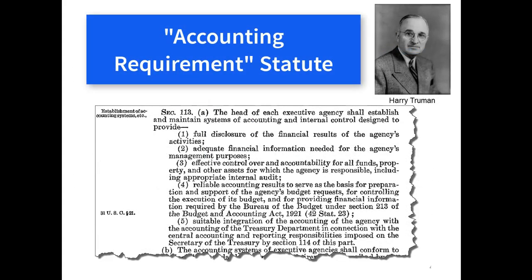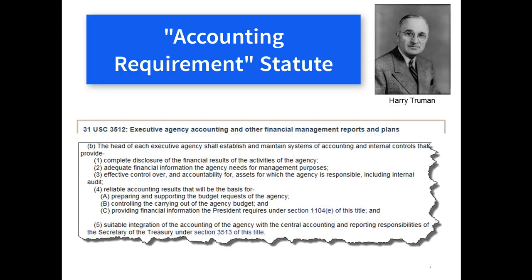The third statute we need to look at is the Accounting Requirement Statute. This statute was passed in 1950 to ensure federal agencies had accounting systems in place that would provide proper control over spending and could integrate with the banking system, the U.S. Treasury. The 1950 statute is codified here in Section 3512 of Title 31. Note the requirement that agency heads establish and maintain systems of accounting and internal controls that provide, among other things, reliable accounting results that will be the basis for controlling and carrying out the agency budget.